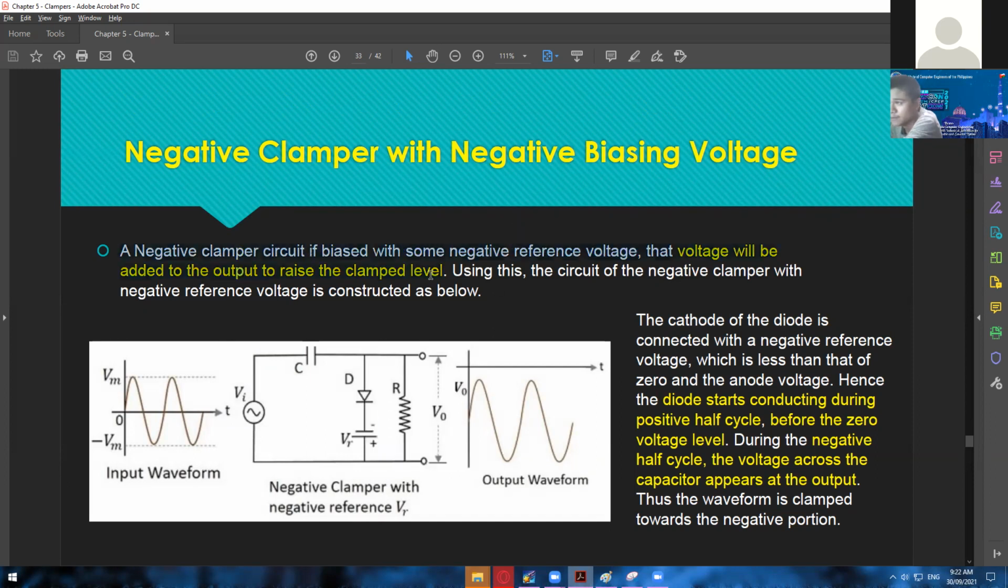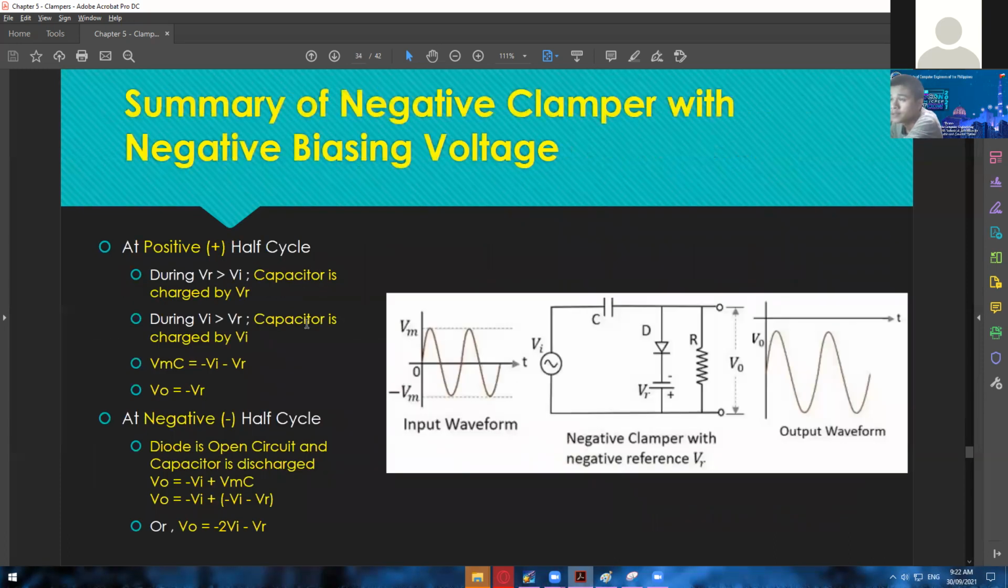Again, I will leave the reading part to you guys, since mostly this one just discusses the connectivities or the configurations, and what will happen during the positive half cycle, and then what will happen during the negative half cycle. Here is a summary of the negative clamper. Of course we have to start wherein the diode will become a closed circuit, that is at the positive half cycle. So positive, positive, and then negative, negative.